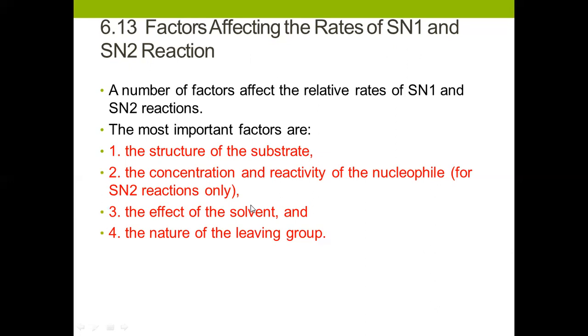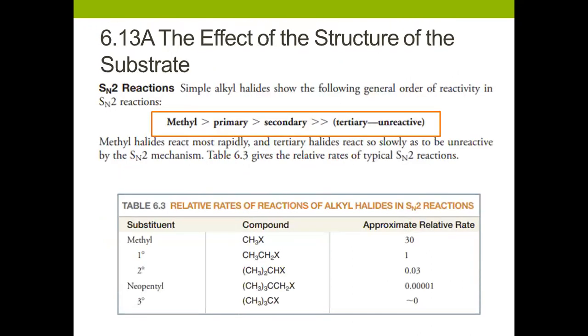Another factor that will affect the rates of the reactions for SN1 and SN2 is the concentration and reactivity of the nucleophile. For example, in SN2 reactions only, the concentration of the nucleophile is very important. Third one is the effect of the solvent. Would the solvent have any effect on the reaction pathway, SN1 or SN2? And the fourth one, of course, is the nature of the leaving group. For SN2 reactions, remember that the SN2 reaction is a concerted reaction.